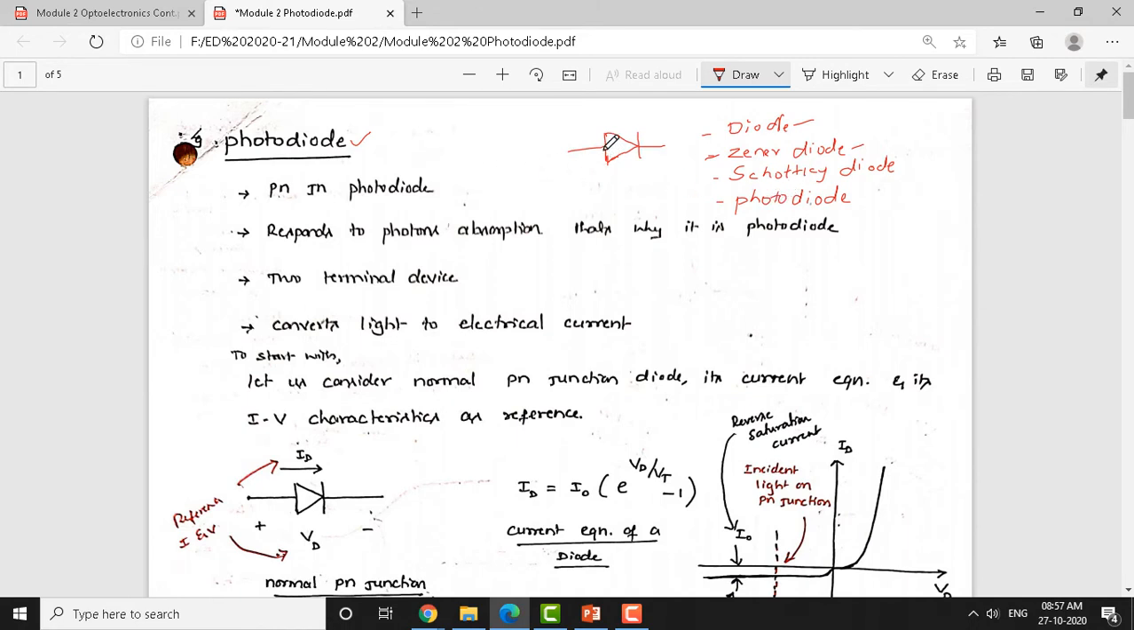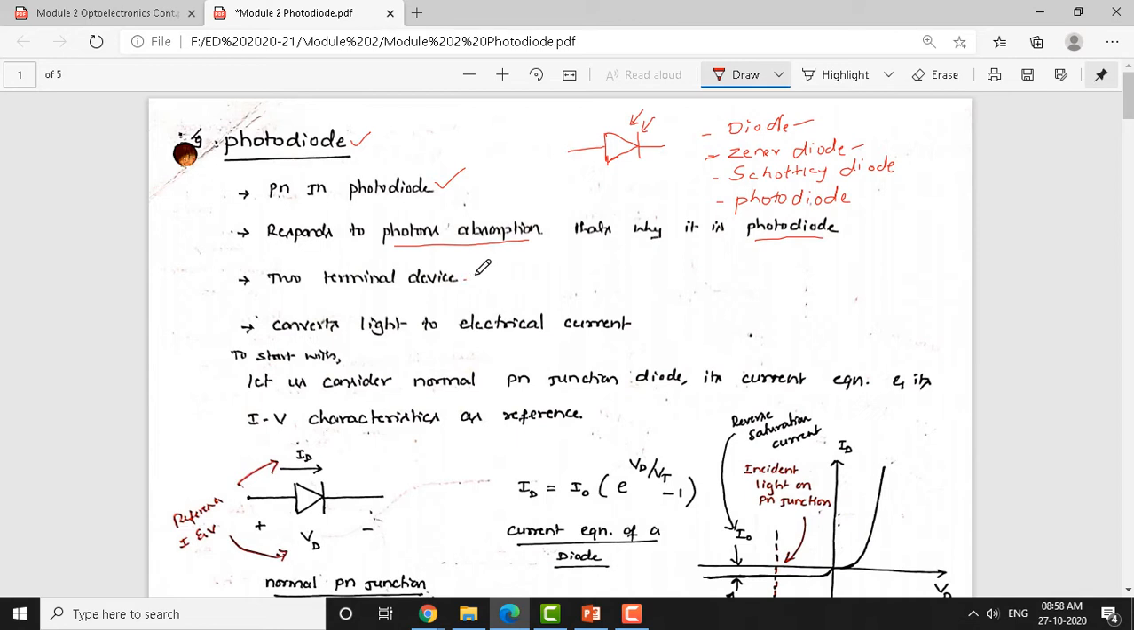Now, let us see what we mean by photodiode. Photodiode is nothing but an ordinary PN junction diode. It has P type and N type semiconductor regions, and it responds to photon absorption. This is the property which is important for us. Whenever you make light fall on this, photons fall on the PN junction surface. It absorbs the photons and produces equivalent electron hole pairs. That's why it is called the photodiode. It responds to the photons.